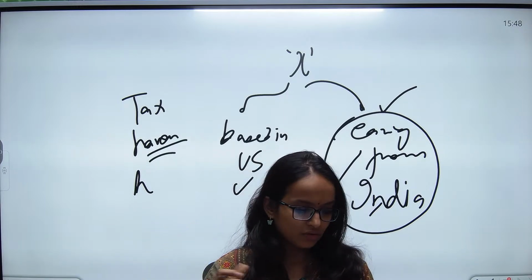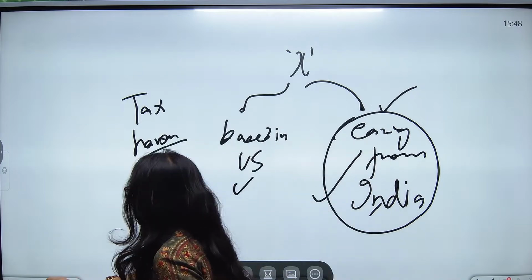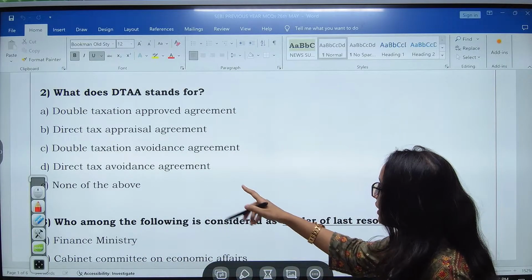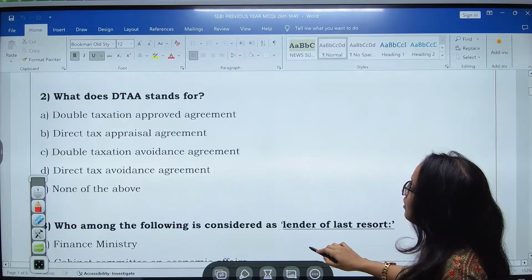Yes? No? Yes? All right. Very good. So this is what is double taxation avoidance agreement. Okay. Then you have your third question.